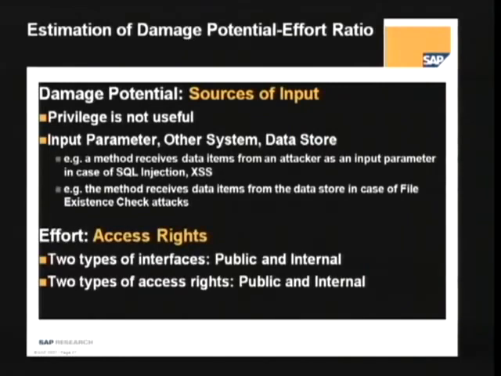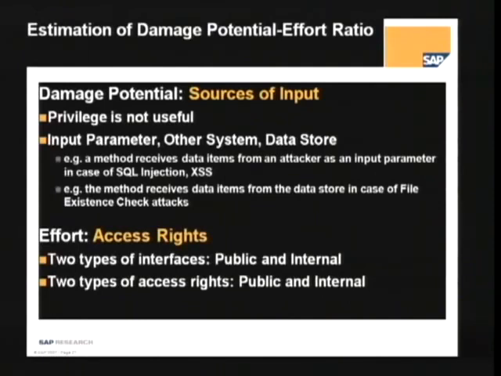The same thing applies to other attacks, like when a method receives data items from the data store in the case of file existence check attacks, right? The attacker wants to know, does this file exist or not? In this case, the method needs to invoke or receive data items from the data store. So in order to compute the effort, we look at the access rights related to the methods.